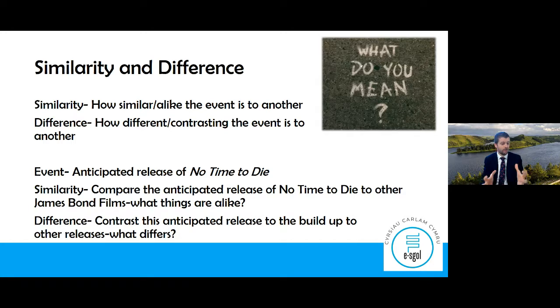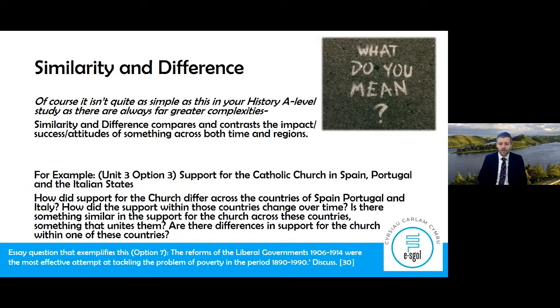So to exemplify similarity and difference, we can think of it like that. One event, what's similar to another event that's similar to it, and what's different to another event that's similar to it as well. You can predict what I'm going to say next. Of course, it isn't quite as simple as this in your history A level, but nonetheless, those greater complexities added onto this help us to understand similarity and difference, and that we don't need to know every single bit of the content. So similarity and difference compares and contrasts the impact, the success, the attitudes of something across both time and regions.